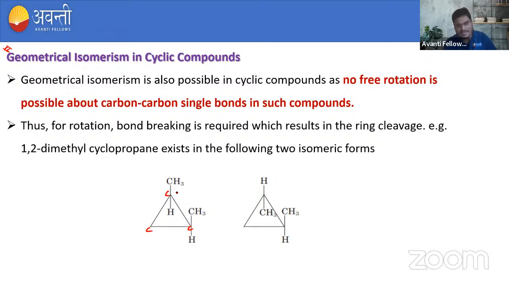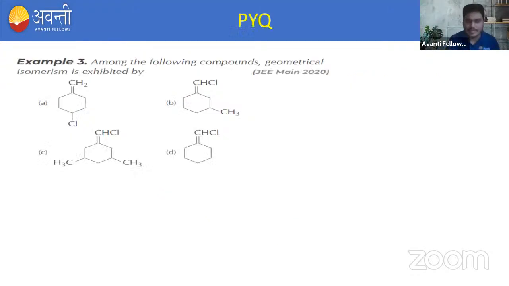So here we can say that the CH3 and CH3 both are above, so this is a cis. Here CH3 is downward and CH3 is upward, so we can say that this is a trans isomer. So we can also classify cis and trans isomers in cyclic compounds.